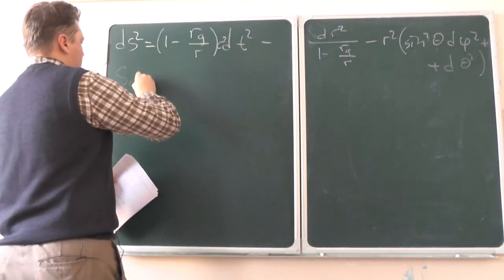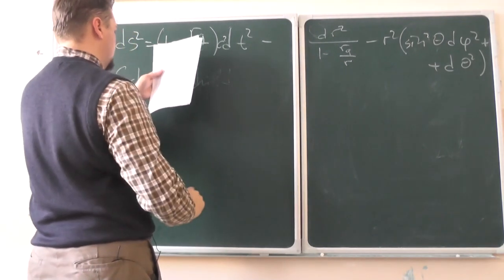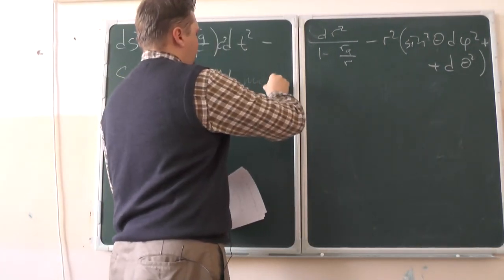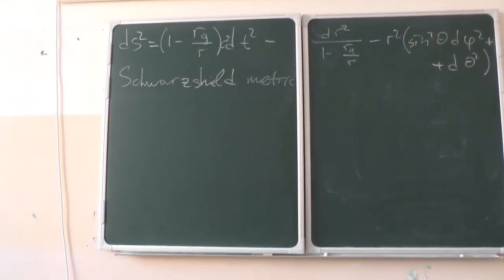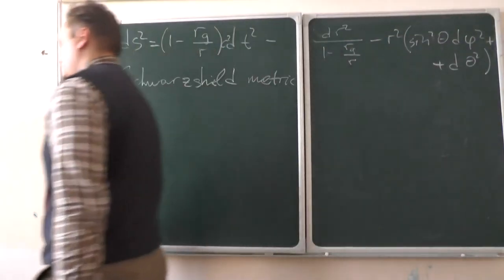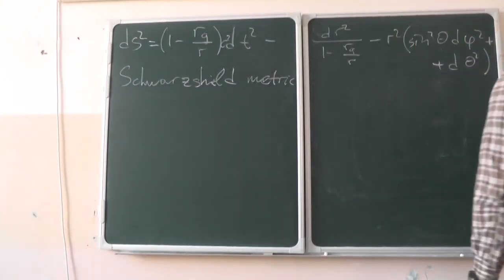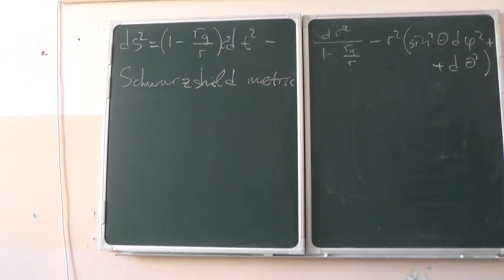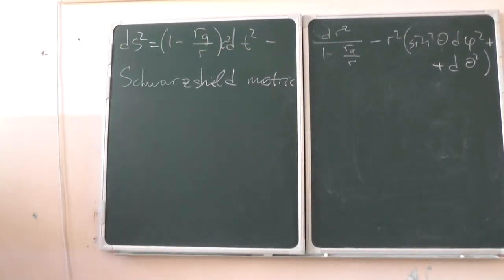So this is the Schwarzschild metric, and we studied how the perihelion of the Mercury orbit changes according to this relativistic approach, and we have found the estimate for this very small difference from Newtonian classical mechanics. Okay, next.